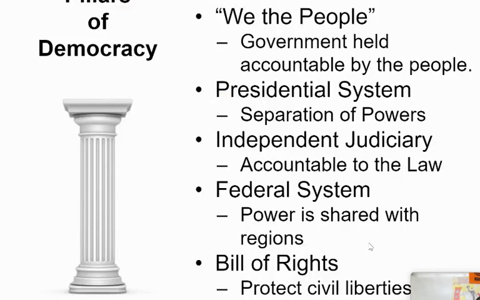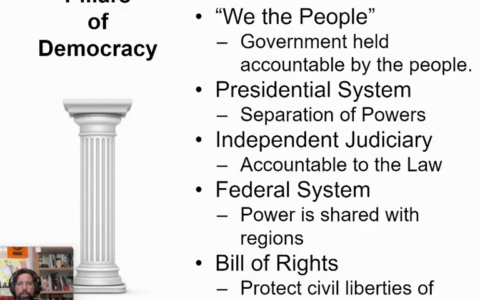Okay. So these are the pillars of US democratic governance. One, the government is held accountable by the people. Number two, you have a presidential system where there is separation of power. Number three, you have an independent judiciary that's accountable to the law, not a leader. You have a federal system where power is shared with the regions. And finally, you have the Bill of Rights, which protects civil liberties, the actual fundamental rights of the people from the government of the United States.